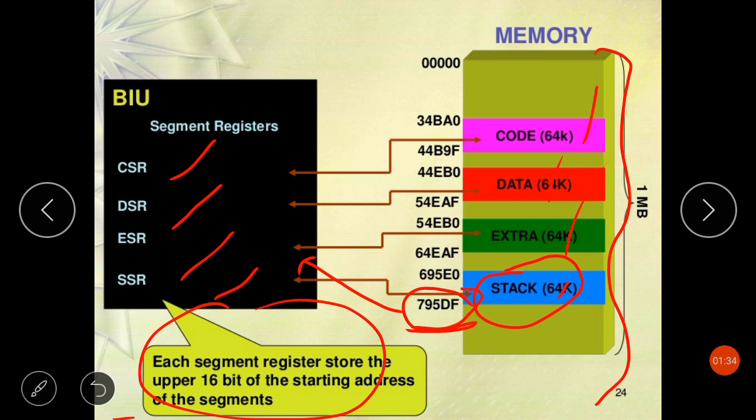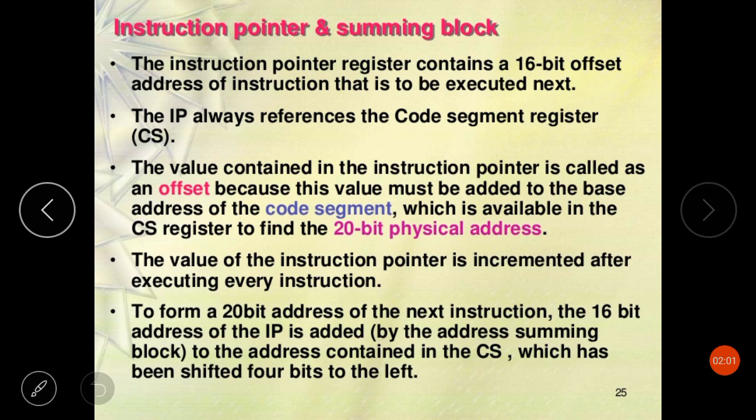This value must be offset from the segment base address in the code segment to produce the required 20-bit physical address. The contents of the code segment register are multiplied by 16, which means they are shifted by 4 positions to the left by inserting four 0 bits, and then the offset, that is the content of the IP register, is added to the shifted contents of the code segment to generate the physical address. So let me show you how this happens.